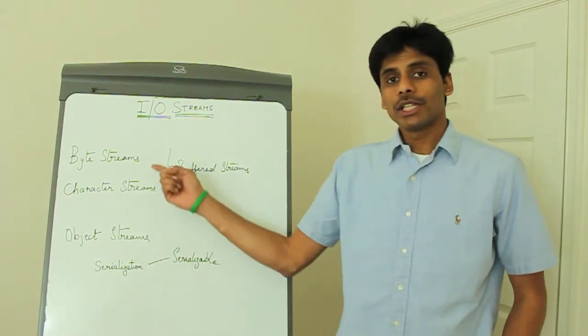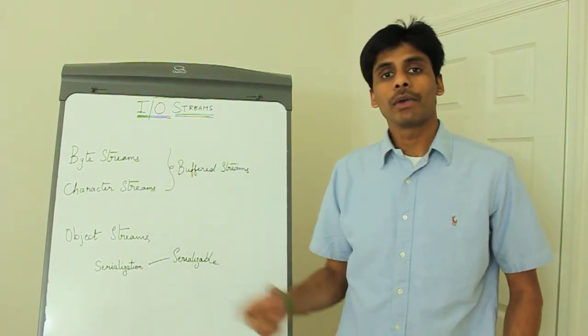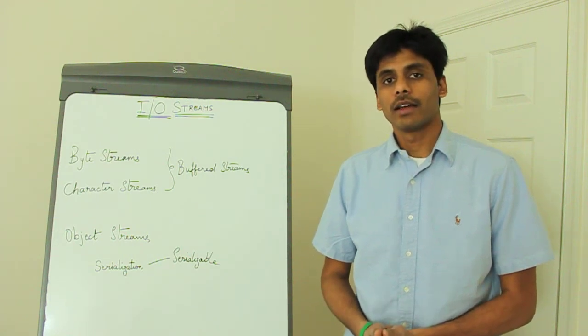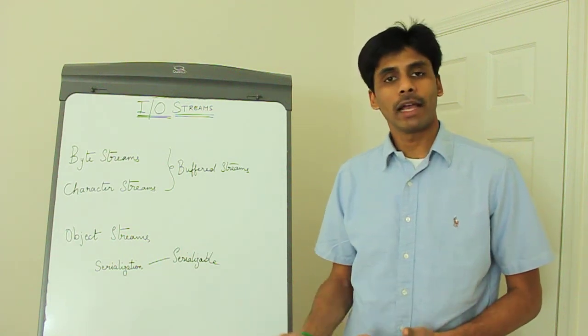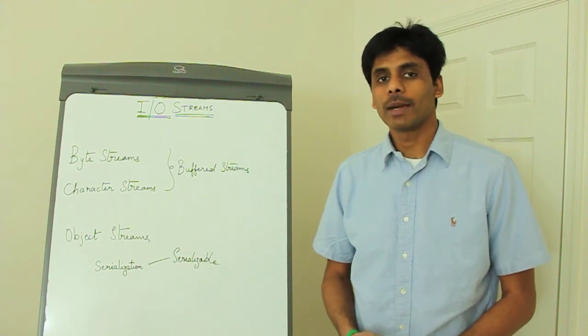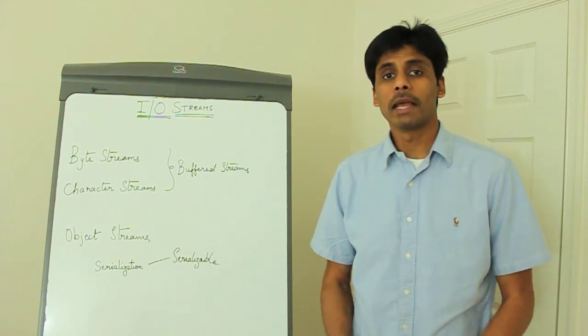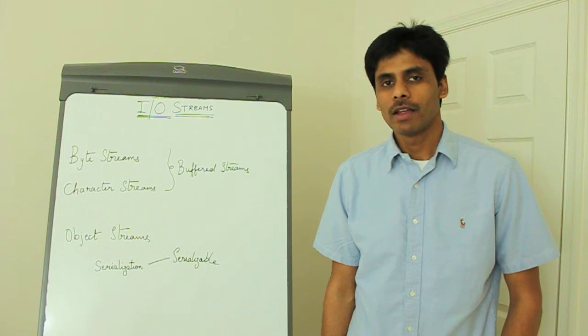The byte streams in Java, the classes in the byte streams, allow you to read and write one byte at a time. It could be a file or it could be a network location, but using the classes under byte streams, you will be able to read and write one byte at a time.